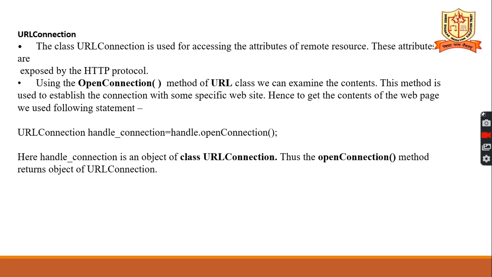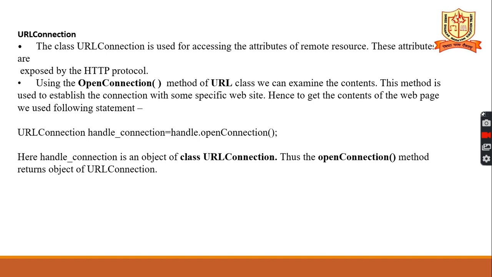And after that, URLConnection. The URLConnection class is used for accessing the attributes of the remote source. These attributes are exposed by the HTTP protocol. The URLConnection class is used to link between the URL and its application. So to retrieve the data of whatever file is in the URL application, you have to use this URLConnection class. Using the openConnection method of the URL class, we can examine the content.